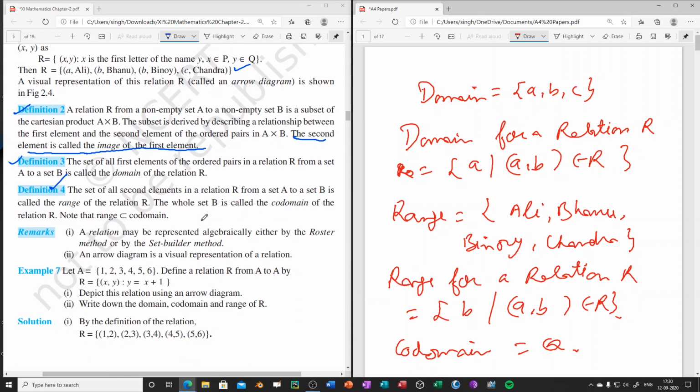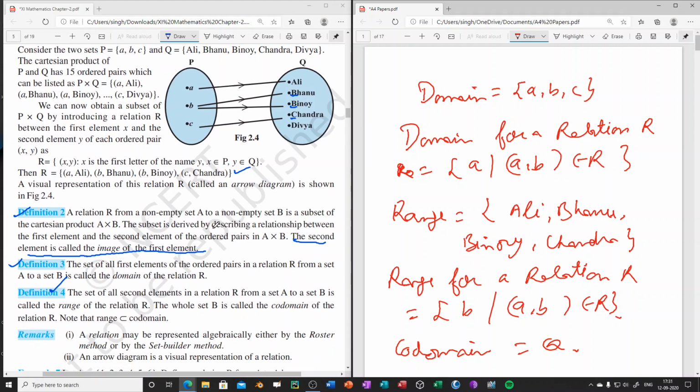Here it is already given as definition number 4: the set of all second elements in a relation R from a set A to set B is called the range of the relation R. The whole set B is called the codomain of the relation R. Note that range is always a subset of codomain. So we can see it here very clearly. This is the range.